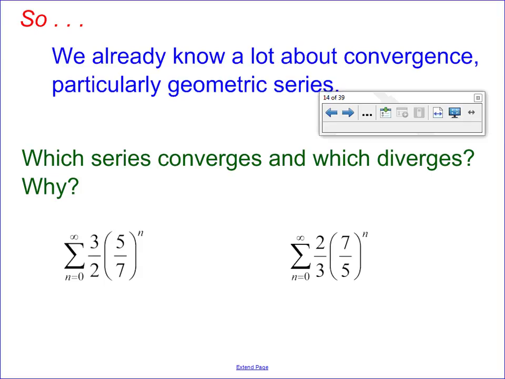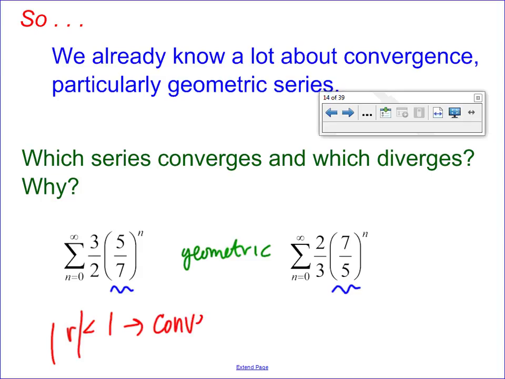Yes, because a geometric series with ratio r less than 1 is guaranteed to converge, versus a geometric series with r greater than 1, which is going to diverge. So for geometric series, when the absolute value of r is less than 1, then our series converges. If r is greater than or equal to 1, then our series diverges.